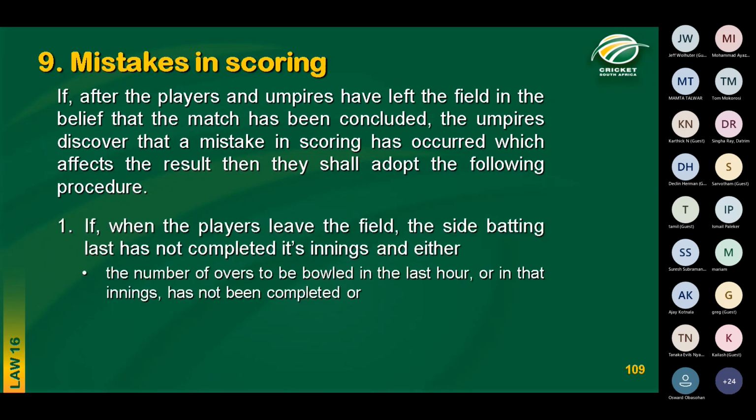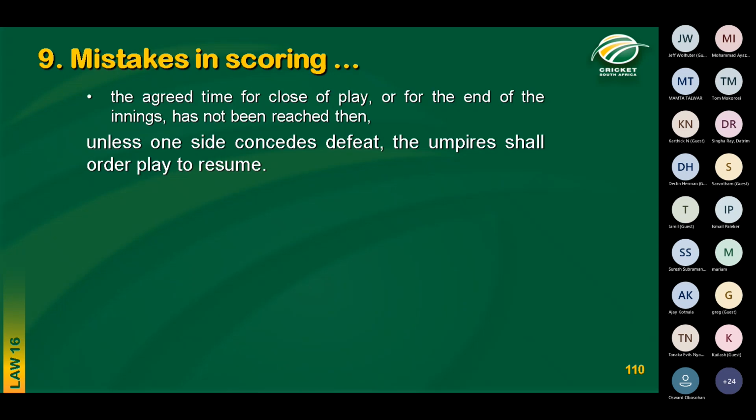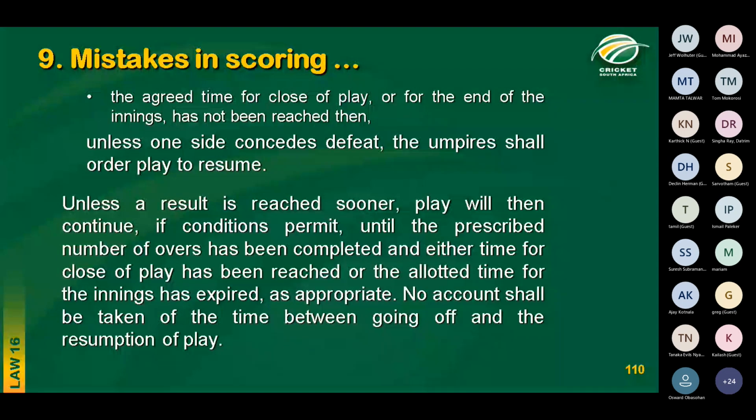The law tells us that when the players have left the field and the side batting last has not completed its innings, and the number of overs to be bowled in the last hour or in that innings has not been completed, or the agreed time for close of play has not been reached, then unless one side concedes defeat, the umpire shall take the players back onto the field of play. Play shall then resume. The side batting last will need to score 4 more runs to win the game. So unless a result is reached soon, play will continue if conditions permit until the prescribed number of overs has been completed and either the time of close of play has been reached or the allotted time for the innings has expired.